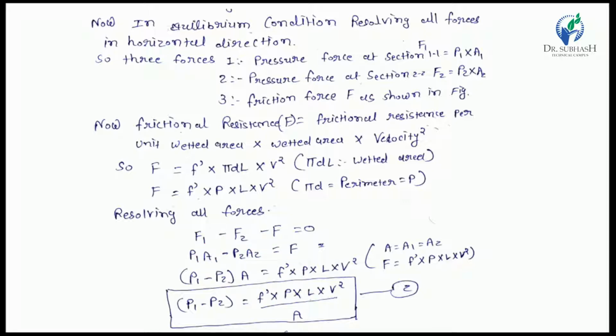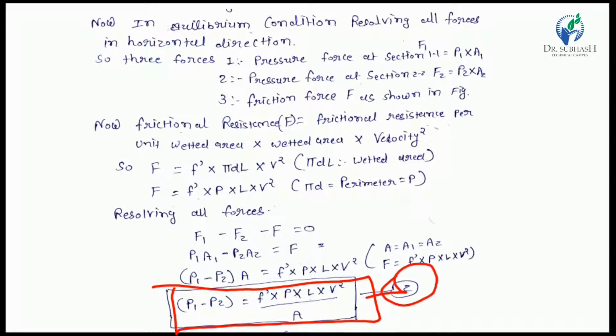So P1 minus P2 is taken common, so (P1 minus P2) into A, and the frictional resistance force F' P L V square. Okay. Now take the value of P1 minus P2, the pressure difference. So A is moved to the right side, and we have to find the equation of the pressure difference, and this equation is defined as equation 2.